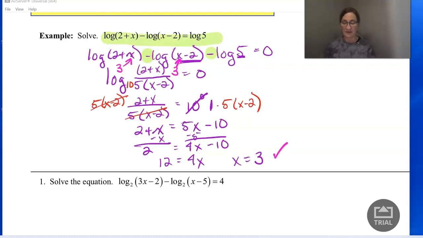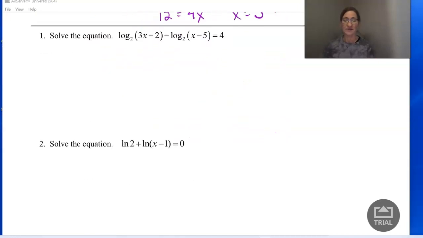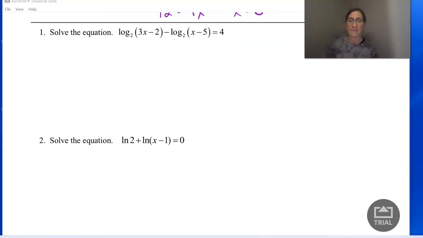All right, let's go ahead and look at this next one. For this one, I just have 2 logs on the left. So I'm going to bring those together and put them into a single logarithm. So that's going to be log base 2 of (3x - 2) over (x - 5) is equal to 4.